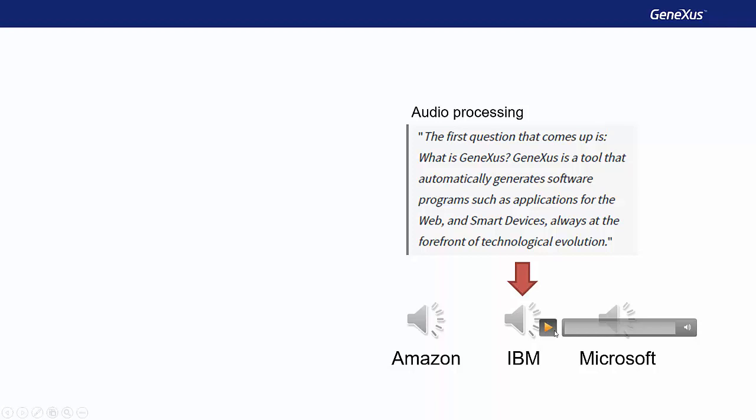The first question that comes up is, what is Genexus? Genexus is a tool that automatically generates software programs such as applications for the web and smart devices, always at the forefront of technological evolution.